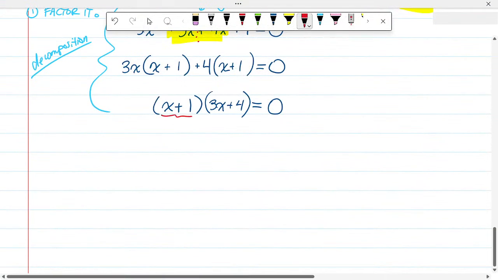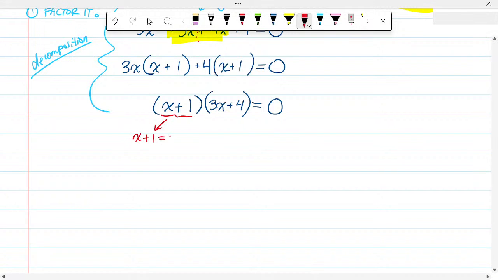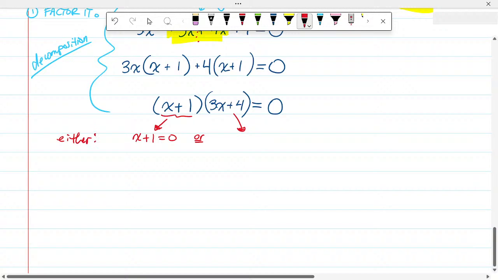Either the first bracket is equal to 0, which would mean what would I write here? No, not the answer. What would I write to set that up? X plus 1 equals 0. Or, what's the other possibility? Slow. Everyone write the other possibility. And we can say either x plus 1 is going to have to equal 0, or, write it down before me. Trust yourself. What are we going to write for this one? 3x plus 4 equals 0. Very good. Does that make sense?